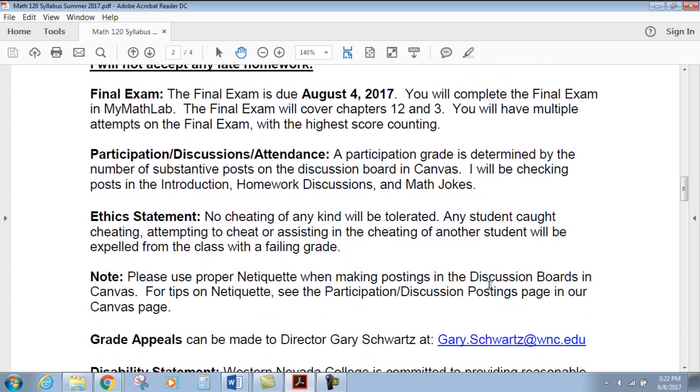Participation, discussion, and attendance. That's the participation part of the grade. A participation grade is determined by the number of substantive postings on the discussion board in Canvas. I'll be checking posts in the introduction, homework, discussions, and math jokes areas.